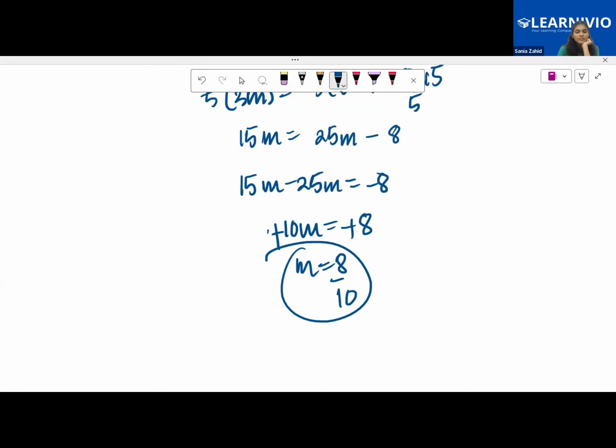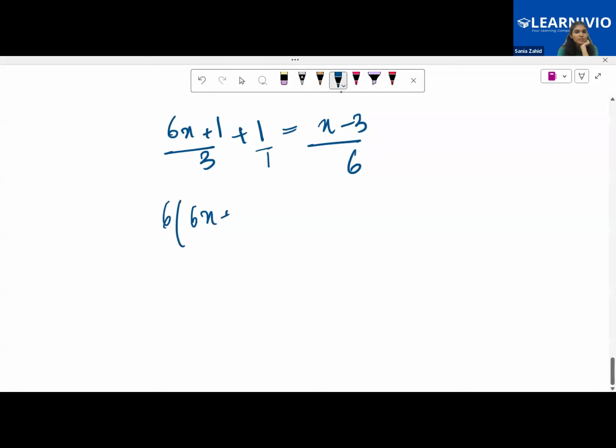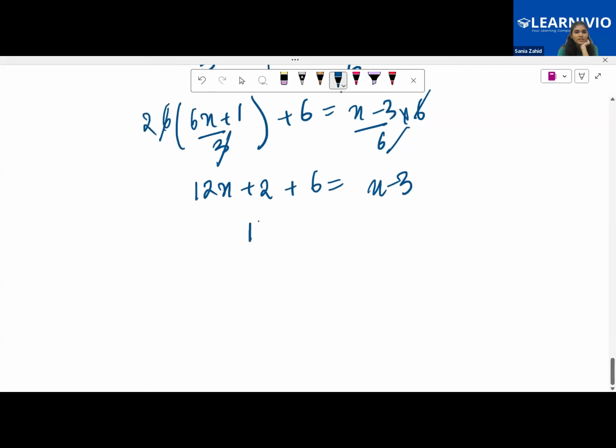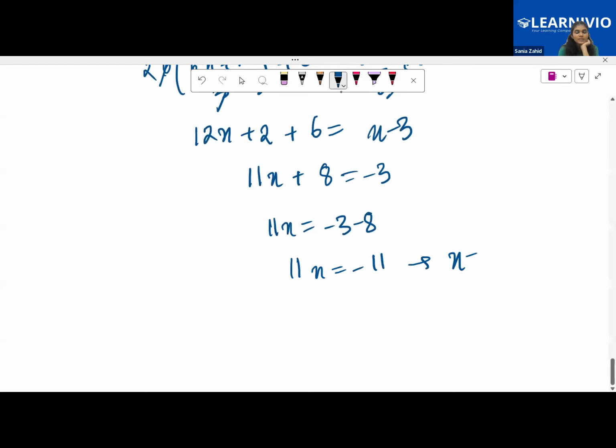Okay. Now I'll teach you a few other types of questions where you will have to reduce them into the simplest form. For example, you have 6x plus 1 by 3 plus 1 gives you x minus 3 by 6. Again you'll take the LCM, which will be 6, and multiply the entire equation with 6. This one I'll solve for you. It becomes 12x plus 2 plus 6 gives you x minus 3. So 12x minus x is 11x plus 8 gives you minus 3. 11x gives you minus 3 minus 8, so 11x gives you minus 11. And finally, x comes out to be minus 1.